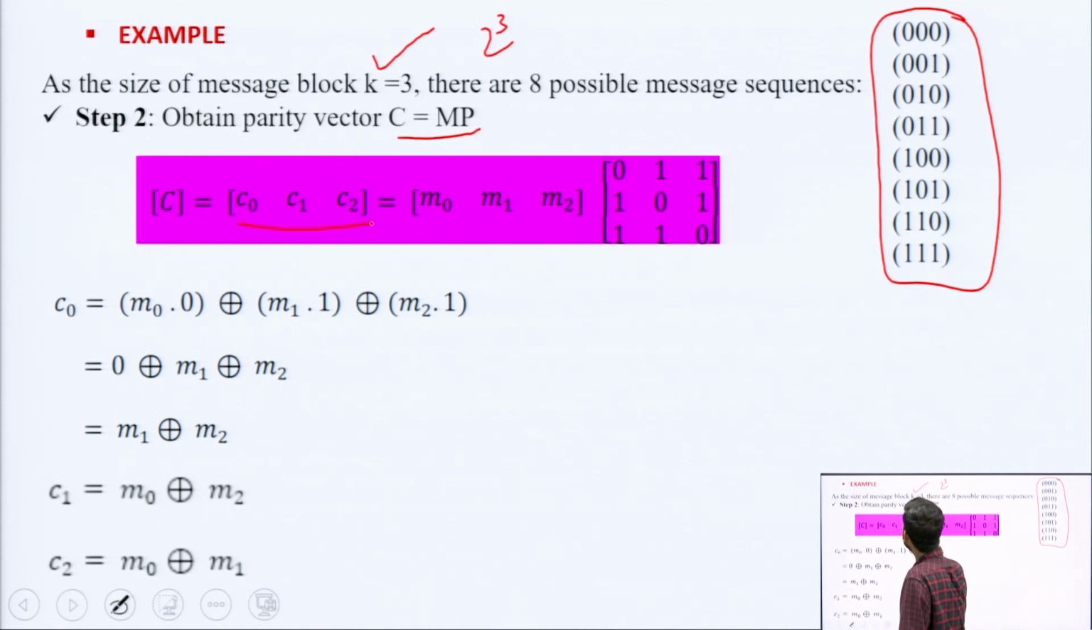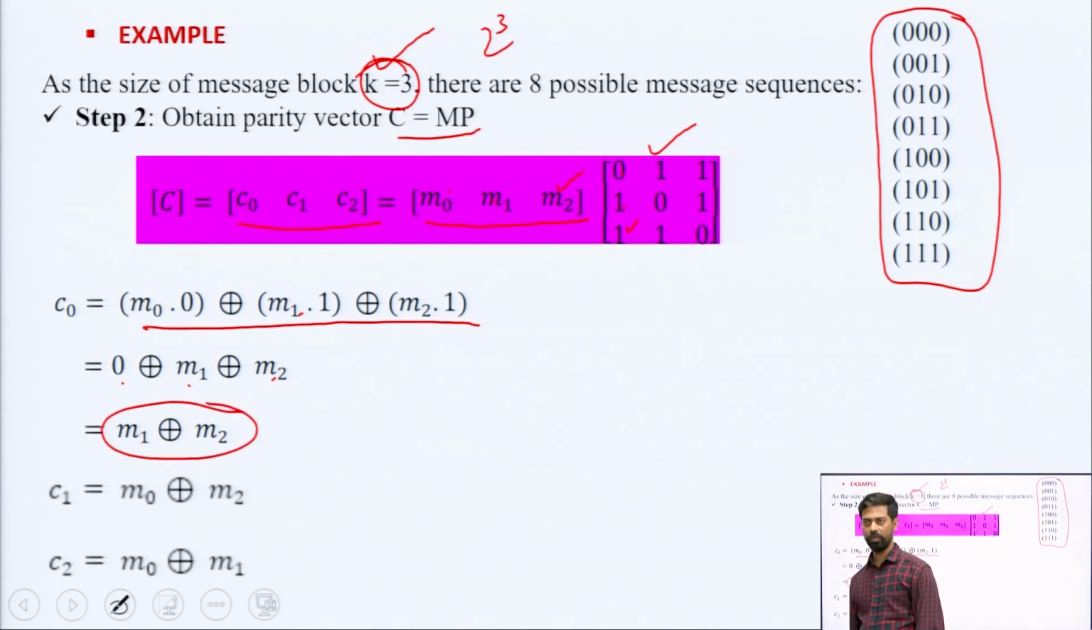The C vector is C0, C1, C2, and M is M0, M1, M2, three bits because k equals 3. And P is the matrix we found. Now, how can we get C0? Using the same formula, M0 into 0 XOR M1 into 1 XOR M2 into 1, we get M1 XOR M2. Similarly, C1 would be M0 into 1, M1 into 0, M2 into 1, so only M0 and M2 will exist: C1 equals M0 XOR M2. Similarly, for C2 the last entry is 0, so only M0 and M1 remain: C2 equals M0 XOR M1.